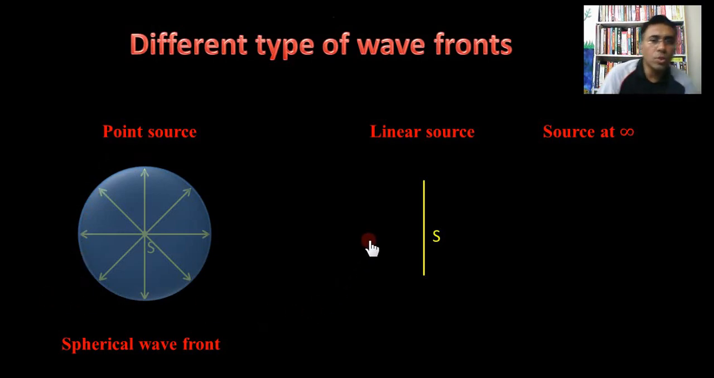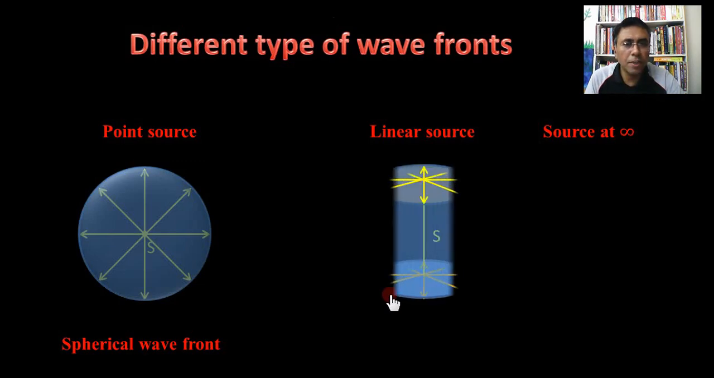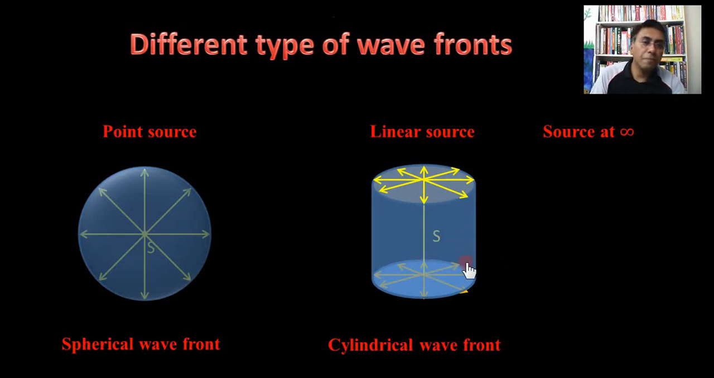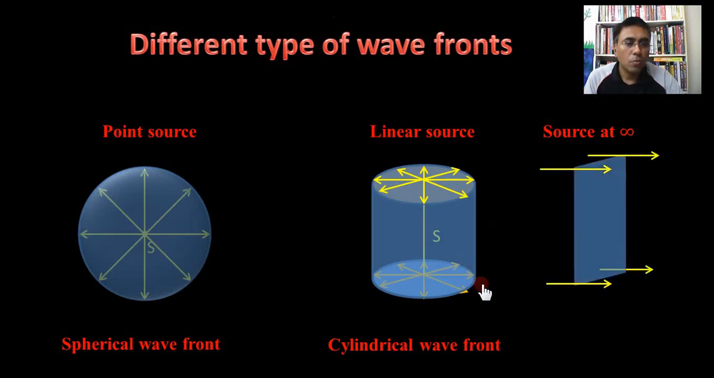Similarly, if the source is a linear source, for example a rectangular long slit, then the shape of the wavefront obtained would be cylindrical. Again, each and every point on the surface of the cylinder will be equidistant from the linear source. And if the source of light is at infinity, then a plane wavefront will be obtained.